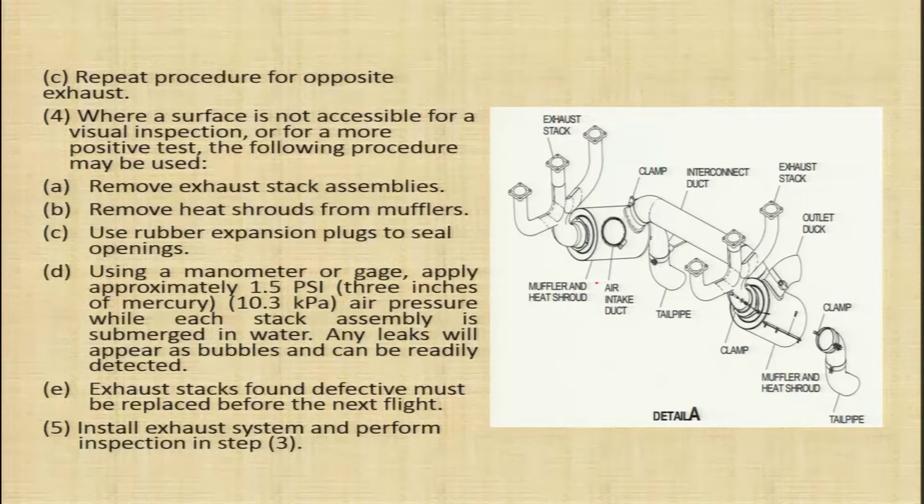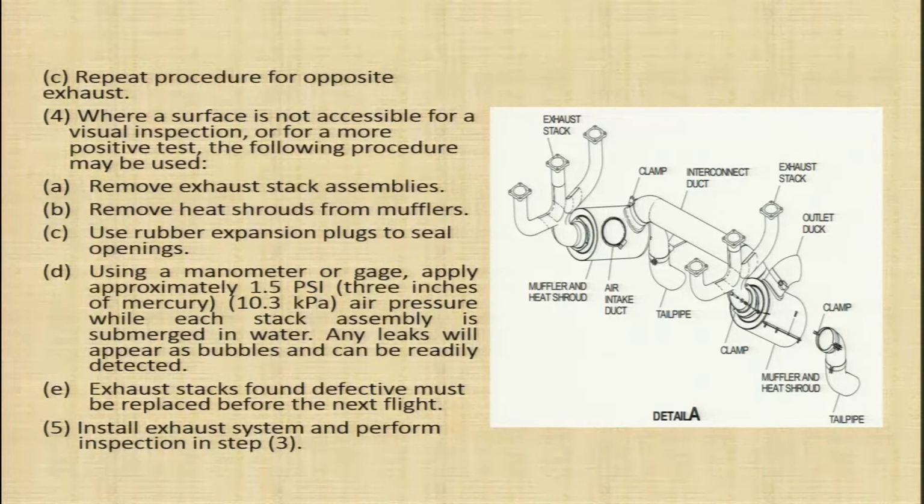Where a surface is not accessible for a visual inspection or for a more positive test, the following procedure may be used. So, where there might be surfaces which are not accessible for visual inspection, in that case we need to use the following procedure. Remove the exhaust stack assemblies. We need to remove the heat shrouds from the mufflers and use rubber expansion plugs to seal the openings.